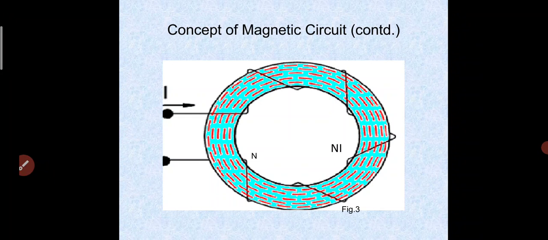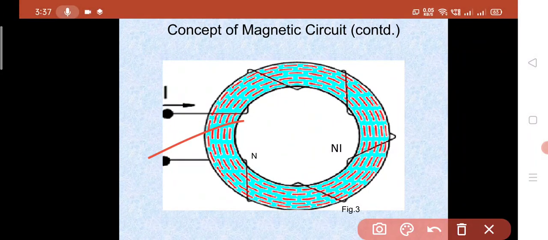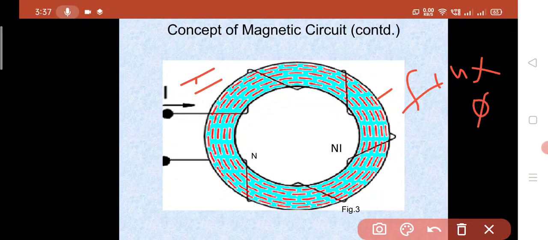So see the figure. So concept of magnetic circuit continuation. So this is a circular toroid ring. So flow of the current I. This is the flux phi. So this is the NI ampere turns. This is the N number of conductors. This is the A, cross sectional area.